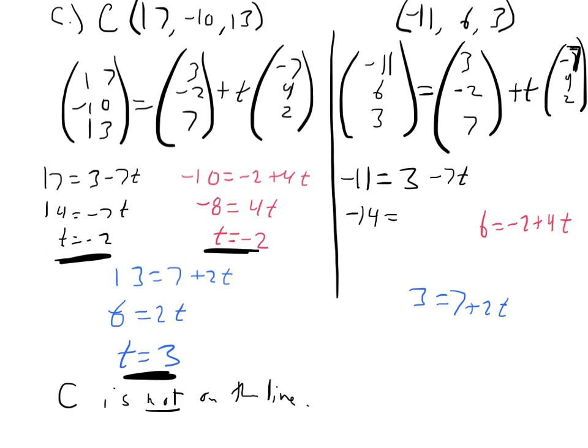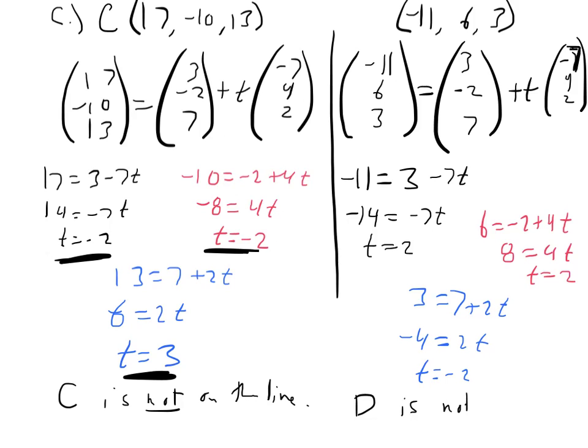That's negative 14 equals negative 7t, so that's t equals 2. For this one, I've got 8 equals 4t, t equals 2. Alright, so things are still looking up. And then here I get negative 4 equals 2t, which means t is negative 2. Ooh, I surprised you guys, or I surprised myself. So it turns out D is also not on the line.